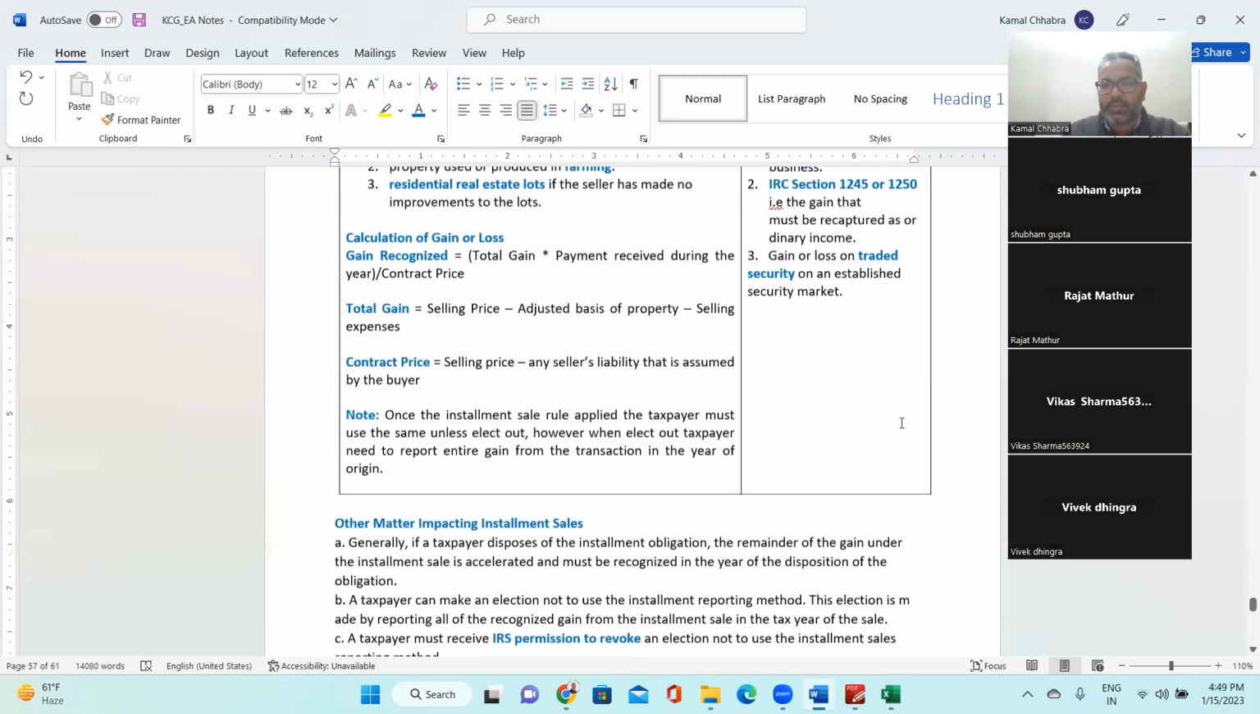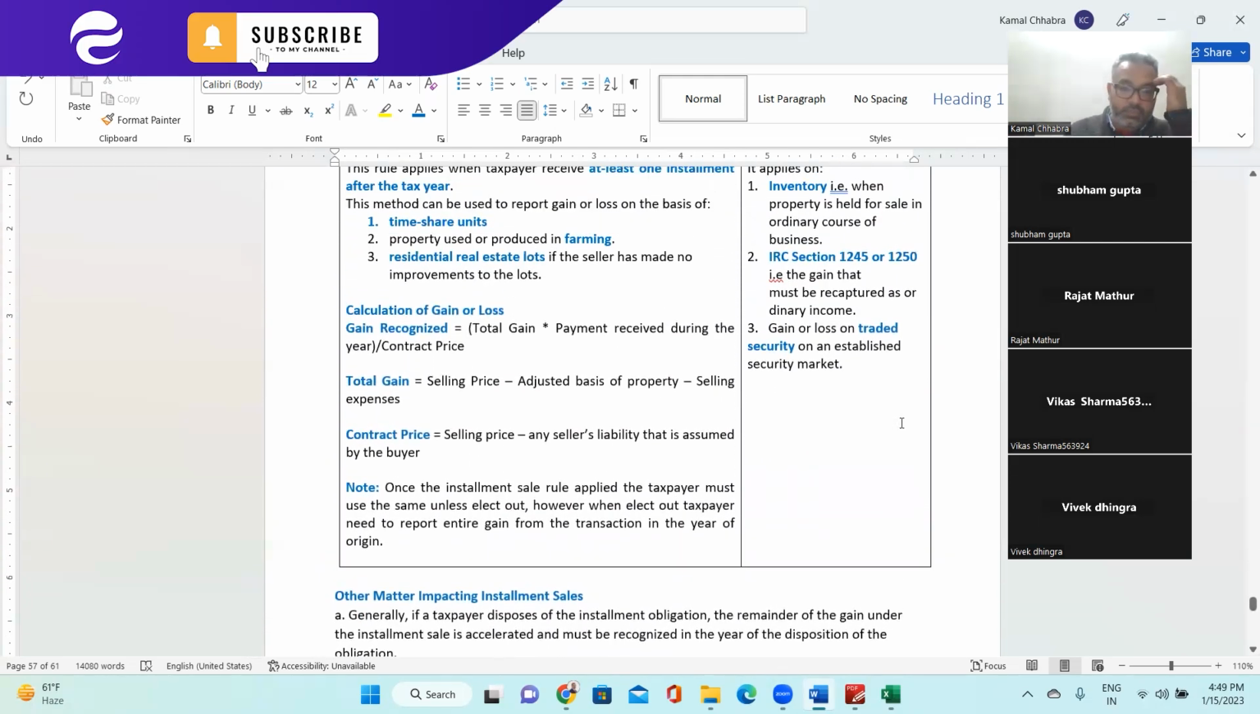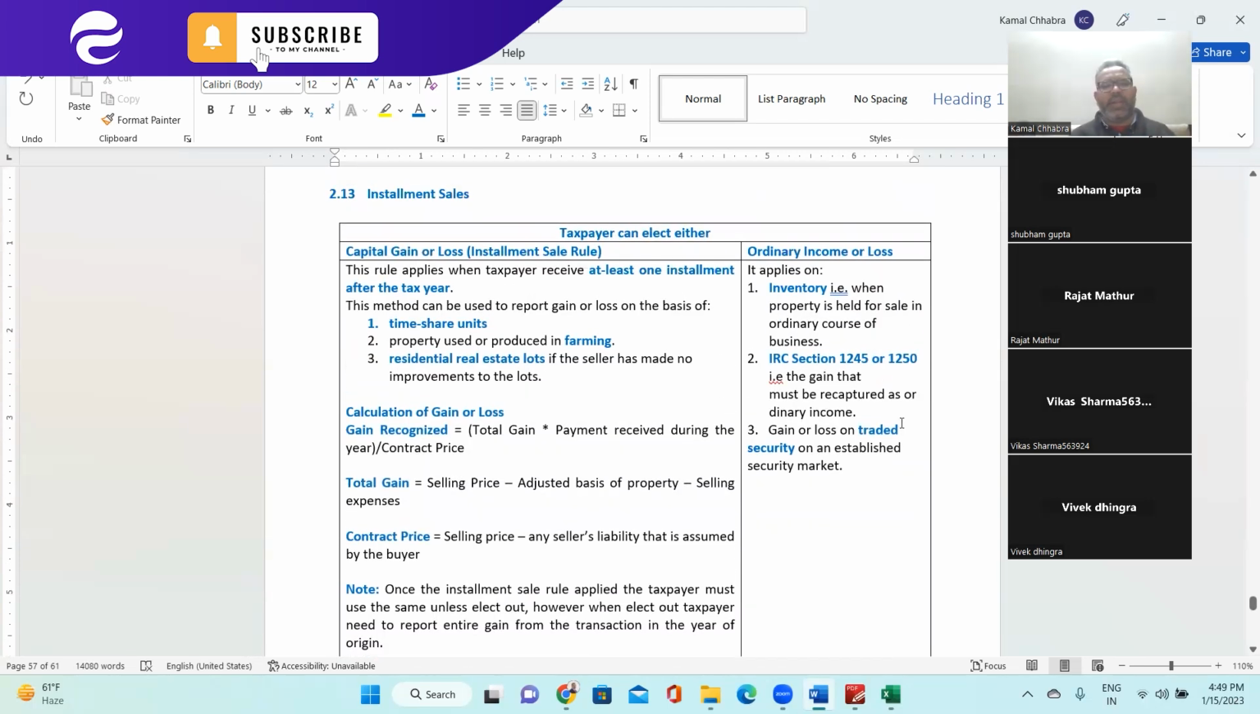Any doubt here on installment sale method? So very simple. If you just see left side and right side, two methods are available, right? Capital gain method or ordinary income or loss method. Ordinary income or loss method is like your normal sale. If you are making a normal sale and you are earning profit, you need to report that profit in the current year and you need to pay the taxes for the same, right?